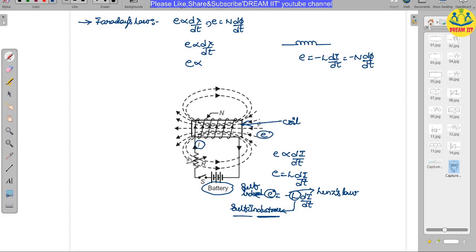For this explanation, I have taken Faraday's laws. Once again I explain here, this is of one coil. If you take it, the flux linking with the coil changes, so EMF will be produced in the coil because of this current. That's why the induced EMF is directly proportional to di by dt. You can write minus L into di by dt, where the minus is due to Lenz's law.